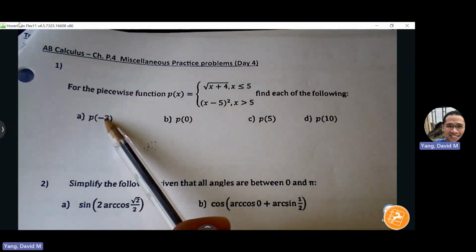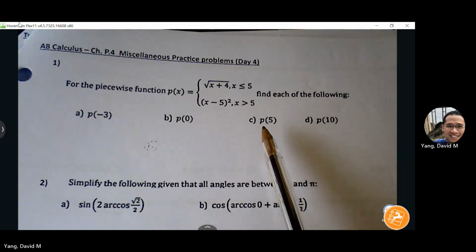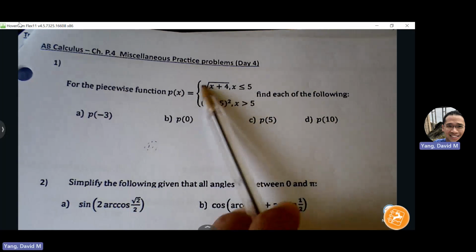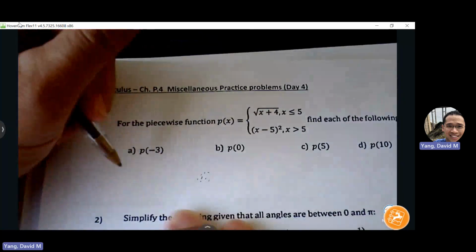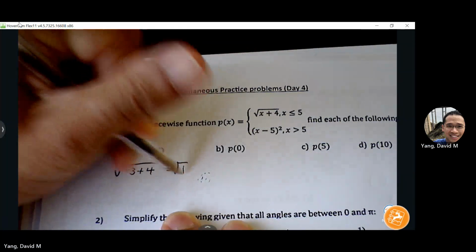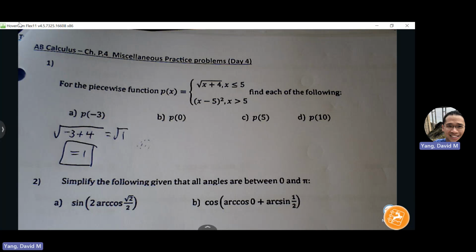So P of -3. -3 is what? Greater than or less than 5? Less than 5, so we're going to use the what? Yeah, the first one, right? So you use the first expression. So we just insert -3 in for x. Right. So really just as easy as that. You decide based off the restrictions which value to plug the x into, and then you just find that value. Okay, so go through and try B through D.